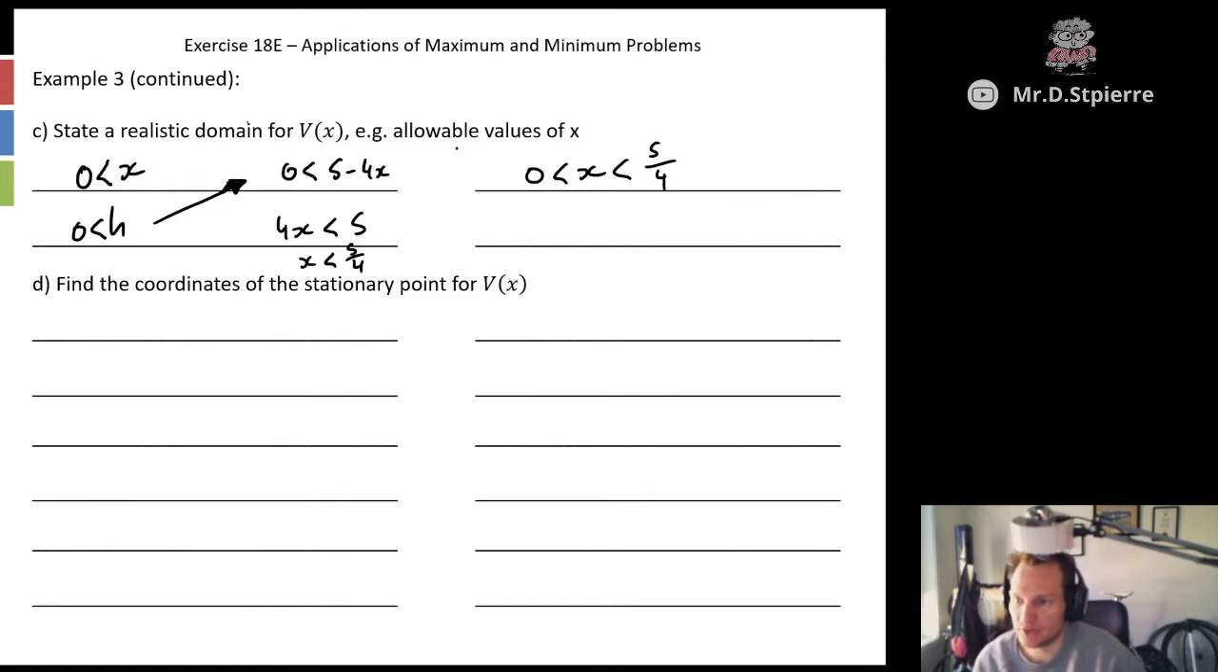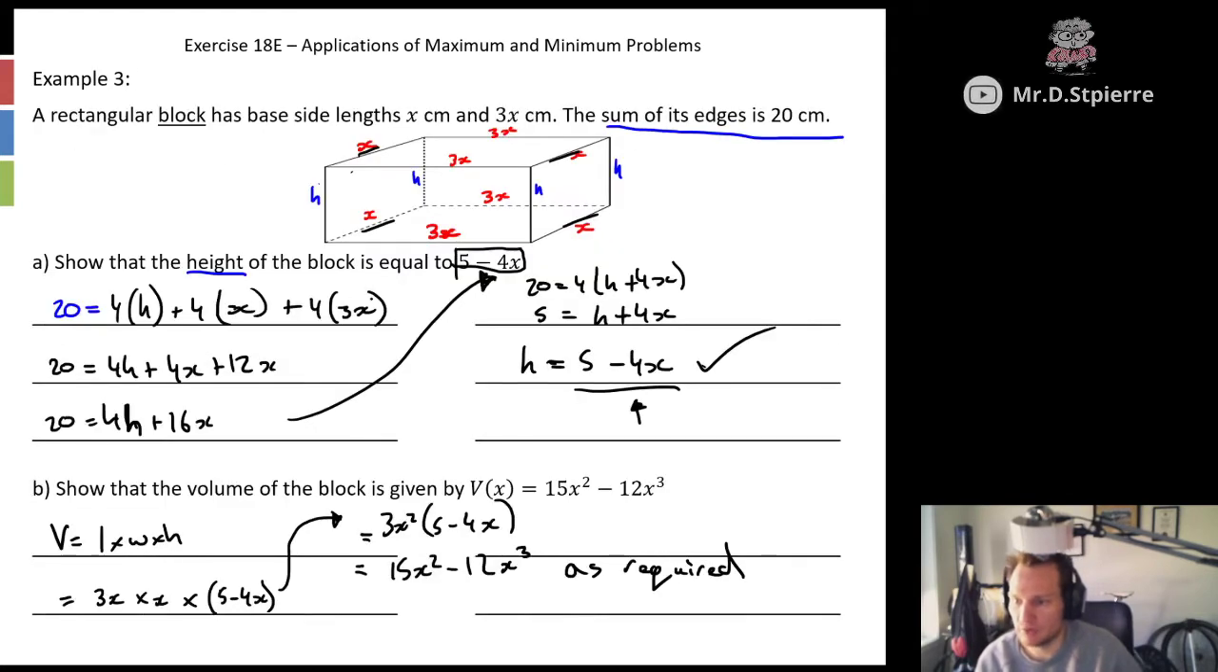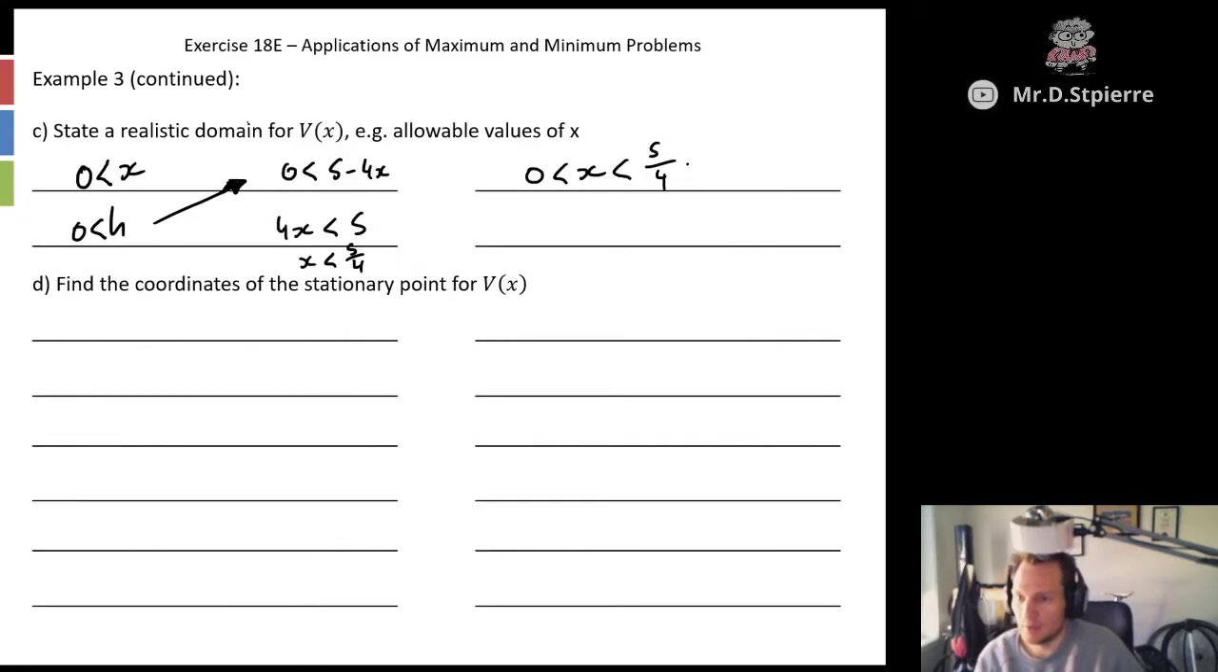So that's how we actually get it. The lower boundary was easy. The upper boundary normally takes a bit of intuition or checking with problems, and it's normally related to whatever fancy substitution you've done at some stage. But there's our domain. Find the coordinates of the stationary point of V of x.